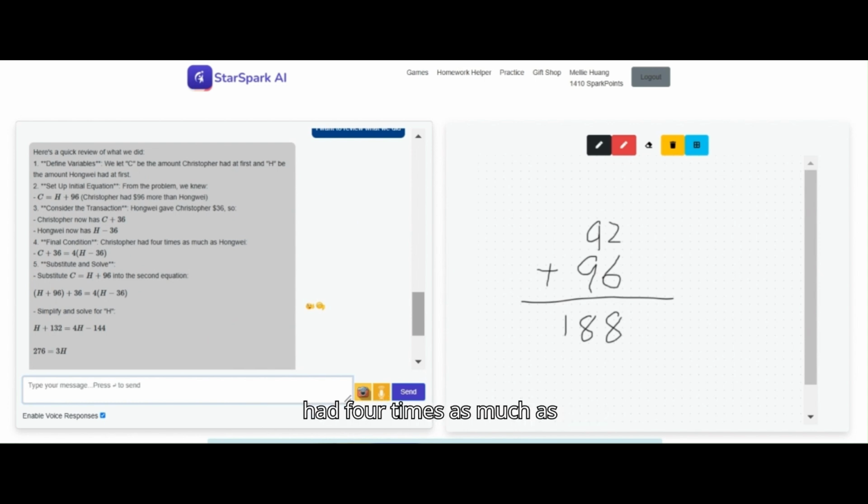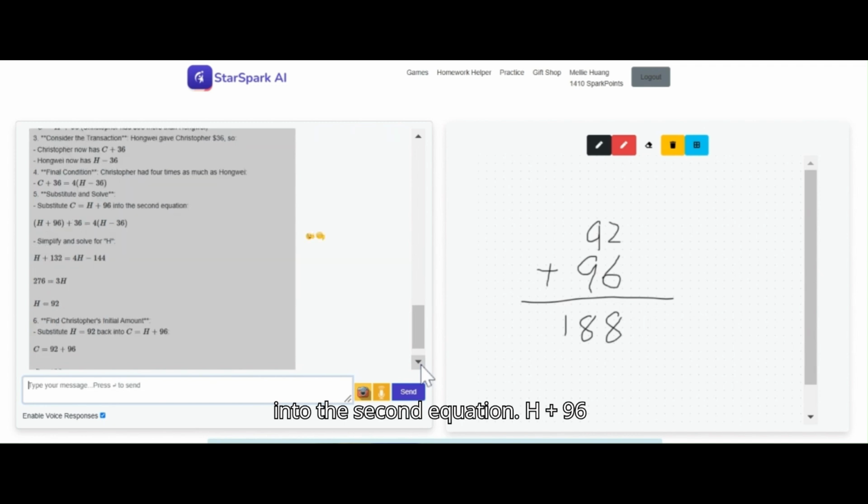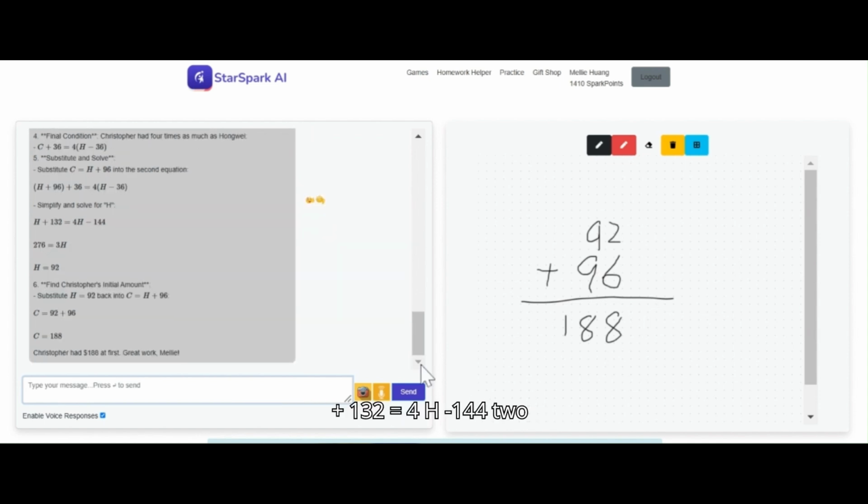4. Final condition. Christopher had four times as much as Hong Wei. C plus 36 equals 4 times (H minus 36). 5. Substitute and solve. Substitute C equals H plus 96 into the second equation: H plus 96 plus 36 equals 4 times (H minus 36). Simplify and solve for H: H plus 132 equals 4H minus 144, 276 equals 3H, H equals 92. 6. Find Christopher's initial amount. Substitute H equals 92 back into C equals H plus 96: C equals 92 plus 96, C equals 188. Christopher had $188 at first.